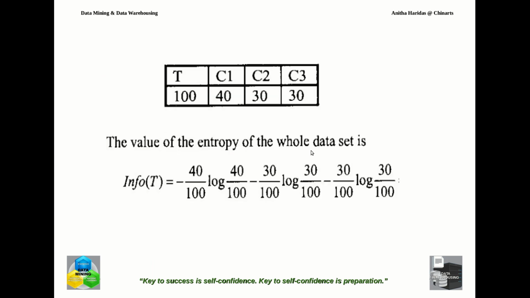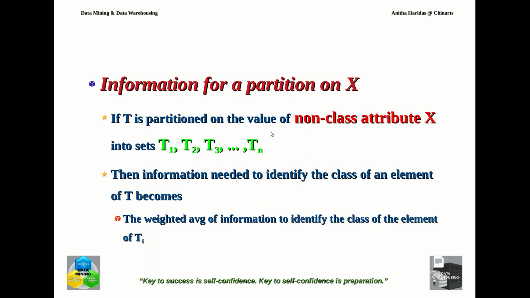This is the entropy value of the whole data set. Now if you are going to partition the set of records on a non-class attribute X, then it will create partitions or sub-partitions like T1, T2, T3 up to Tn. Then the information needed to identify the class of an element becomes the weighted average information. Please make a note of it.